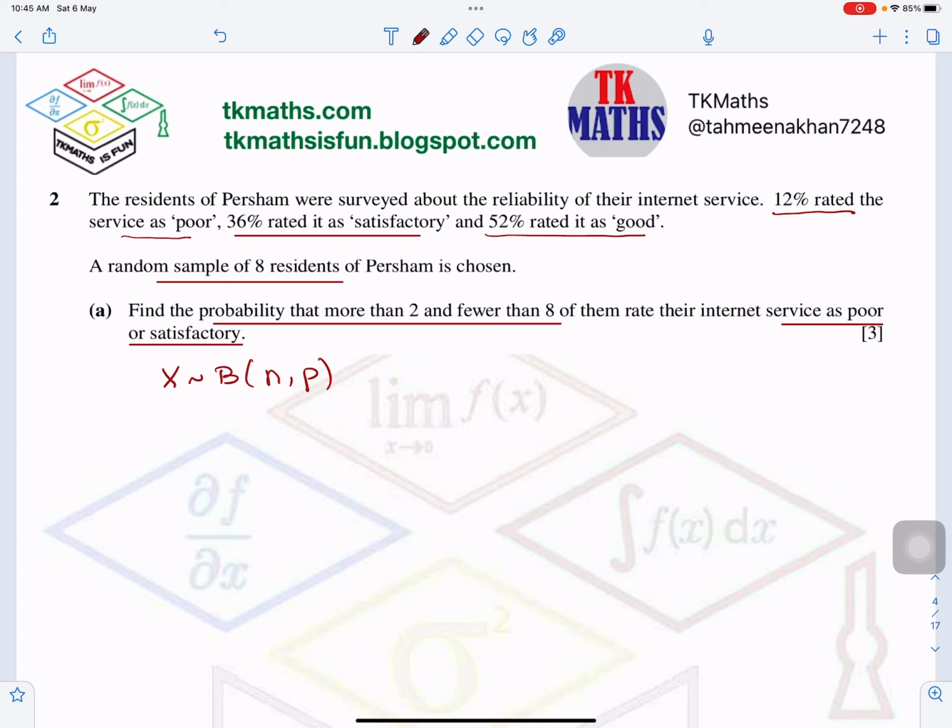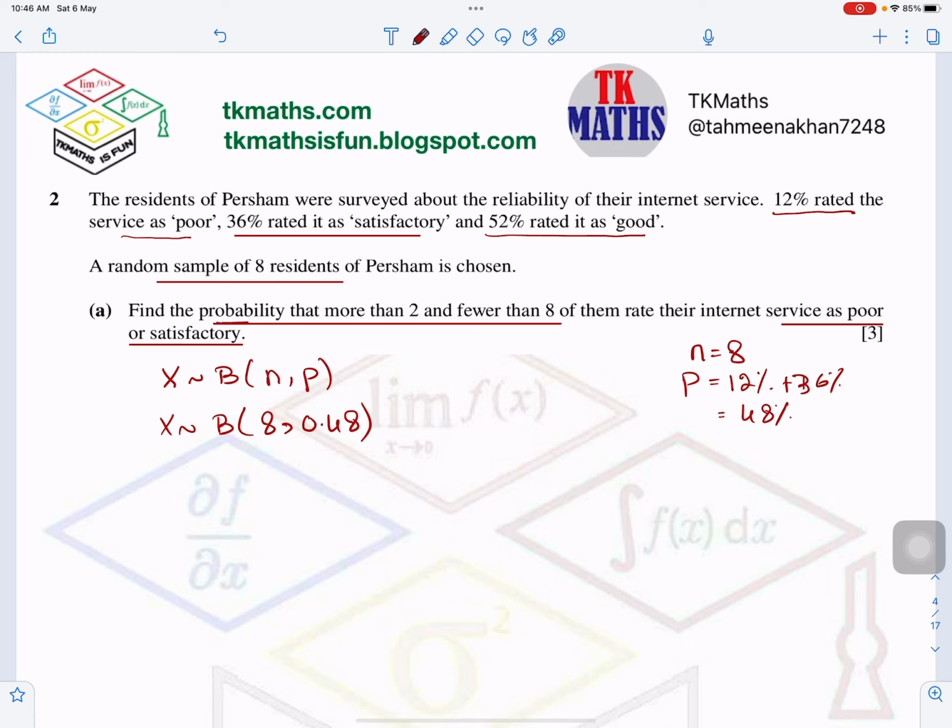The sample is of size 8, so we can write n is 8, and the probability of poor and satisfactory we will add up. So 12% we will add up with 36%, and altogether it will be 48%. Now if I write it in the binomial distribution, it will be B(8, 0.48). Now let's see what else is asked.